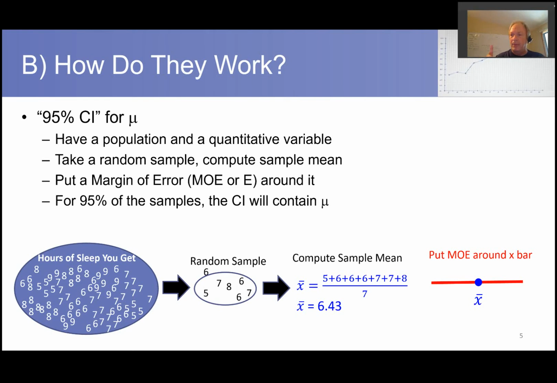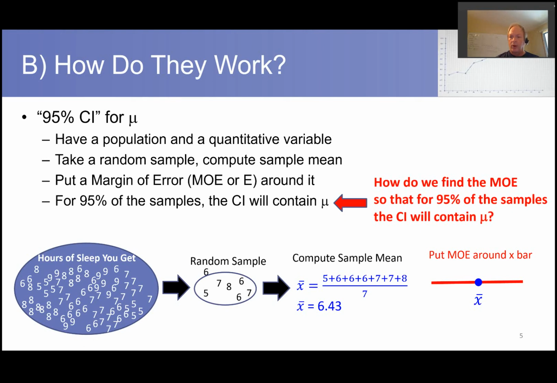And here's what we want that margin of error to do, and this is important, so you want to listen carefully. We want to find some value for this error bar such that when I put it around the sample means, for 95% of the samples, this confidence interval, so this red bar here, is going to contain the population mean. That's our goal. So our question is, how do we find this margin of error so that for 95% of the samples, this red bar, this confidence interval, will contain the true value for the population mean?